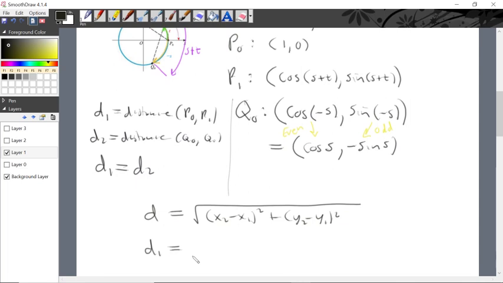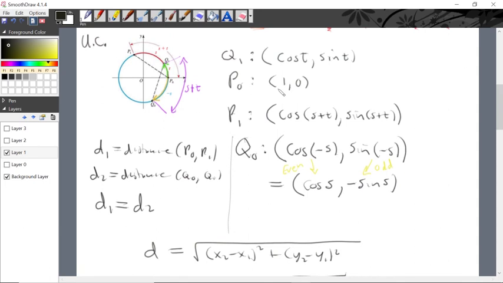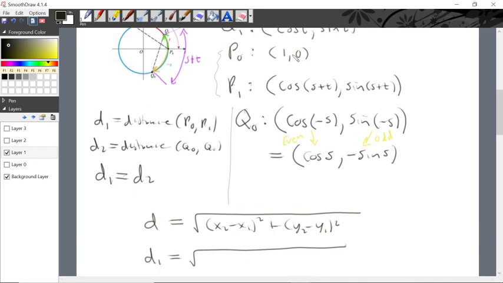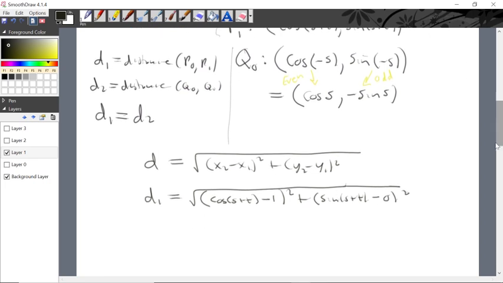So D1, for example, would be the distance from P0 to P1. The coordinates for P0 and P1 would be these two right here, in either order. So I'll take from P1, I'll take this to be the x1 and this to be the y1 and this to be x2 and y2, for example. So we have the square root of the cosine of s plus t minus 1 squared. That would be an x2 minus x1 quantity squared, plus the sine of s plus t minus 0 squared, and that would be a y2 minus y1. So that's D1.